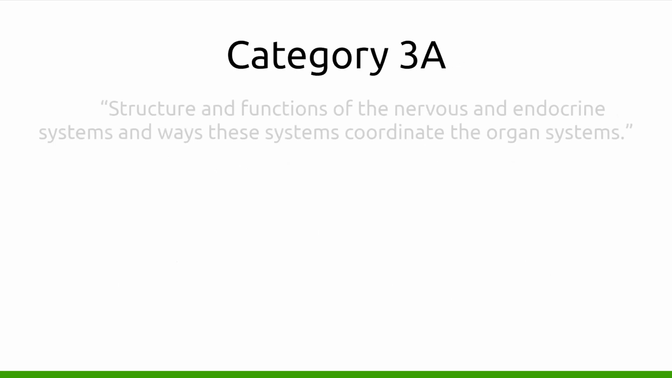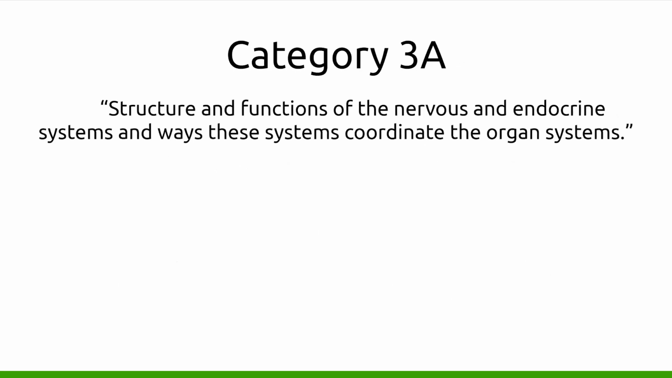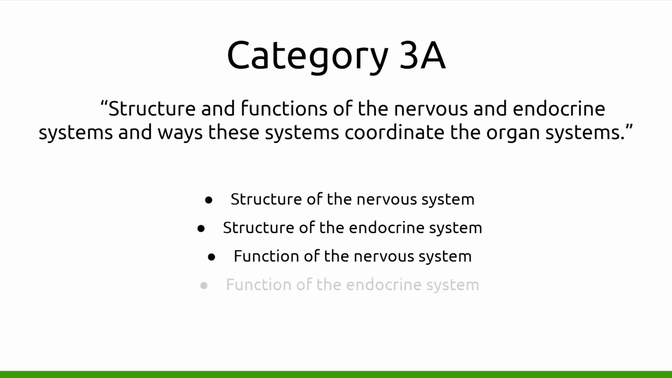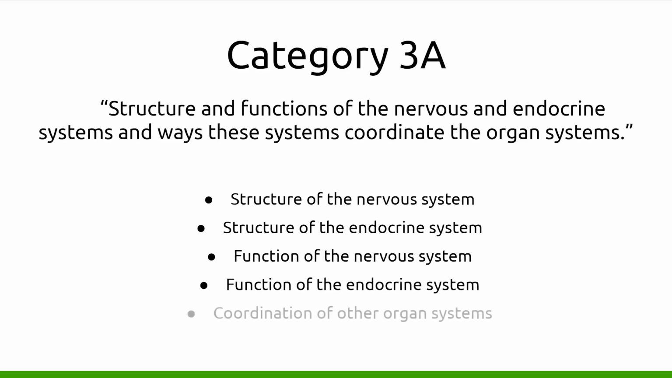So, structure and functions of the nervous system and endocrine systems, and ways these systems coordinate the organ systems. A really long statement. So again, structure of the nervous system, we've got structure of the endocrine system, and we've also got function of the nervous system and function of the endocrine system. And then also, how do those coordinate other organ systems?